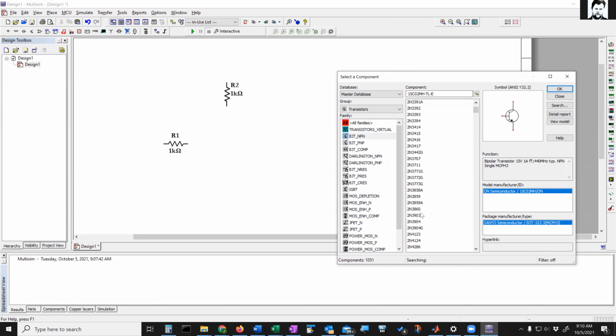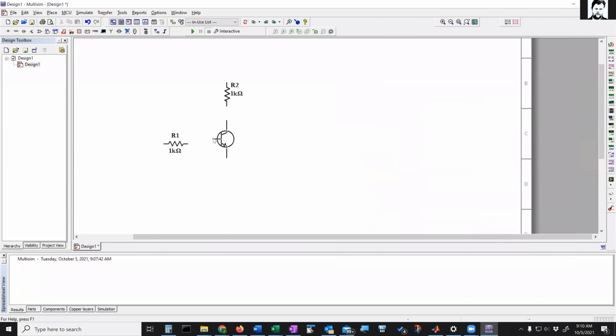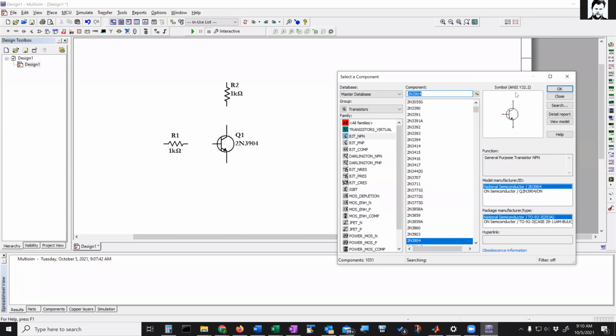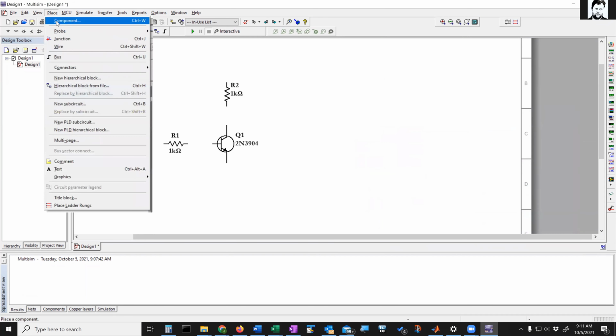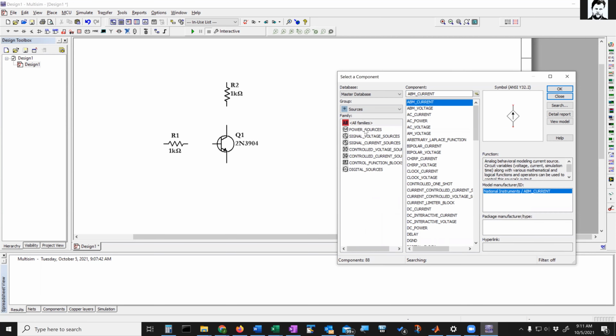One of the classic transistor part numbers is called the 2N3904. Whenever someone thinks NPN transistor, they're usually thinking of this 2N3904. It's kind of like the most famous or classic part number of transistor. All right, I'm going to get some voltage sources.